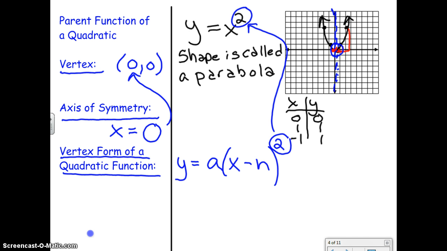Because our parent function is squared, that's what makes this parabola shape. My vertex form is also going to be squared. And then I have my plus k on the outside.